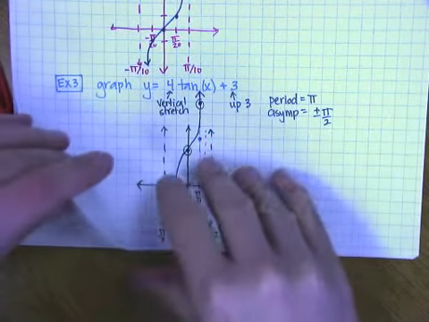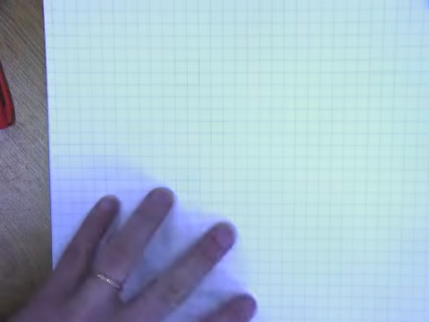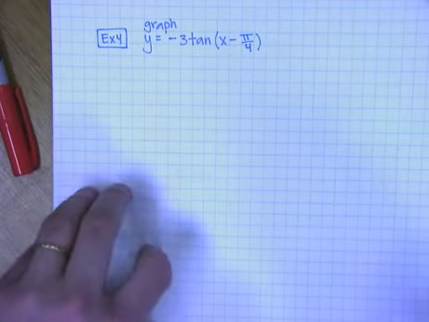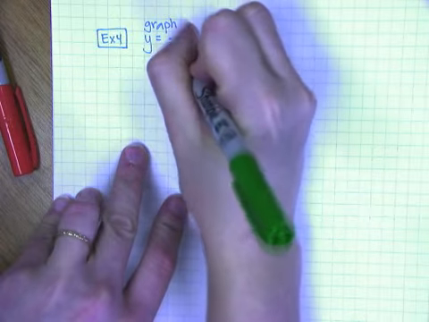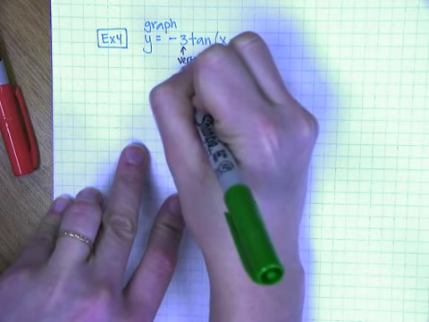All right, last but not least, because I know these notes are probably getting a little bit long for some of you, I wanted to show you guys something with a reflection and also with a horizontal shift. So the 3 is going to be a vertical shift, or a vertical stretch, sorry.